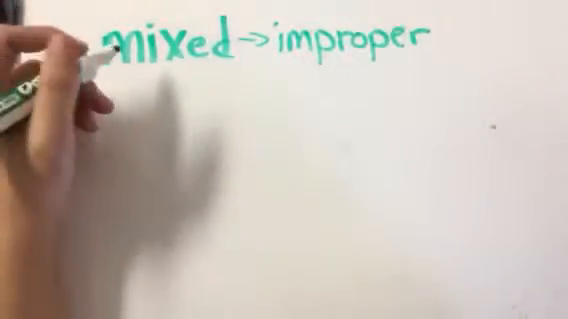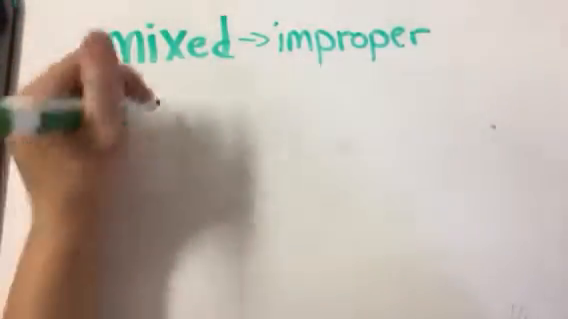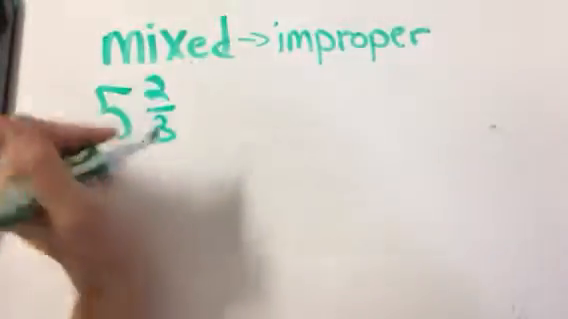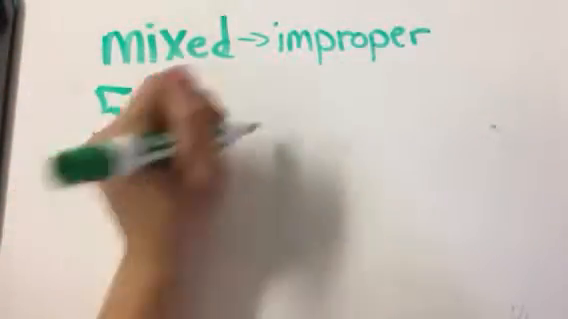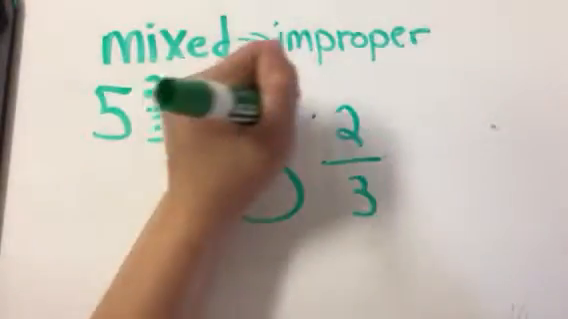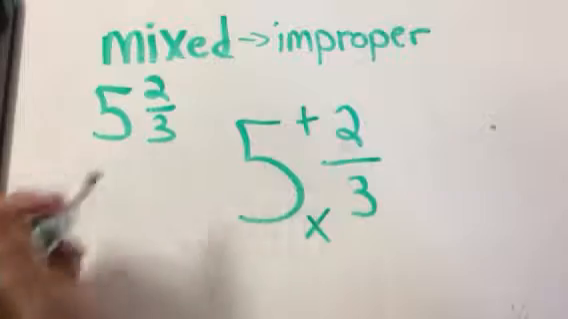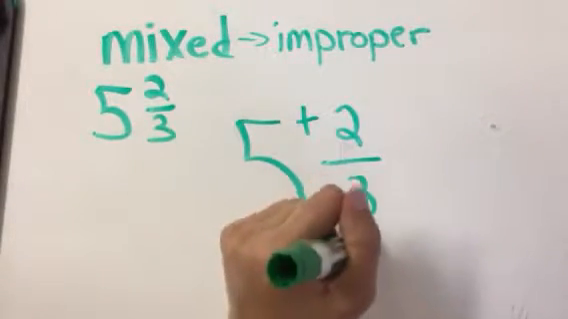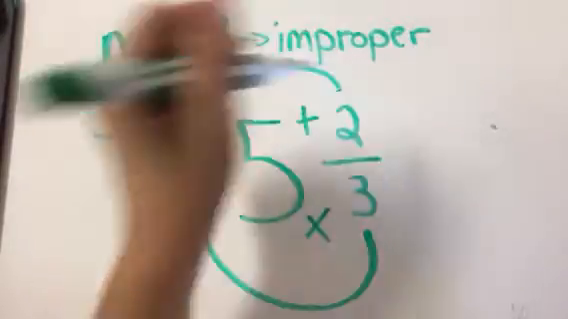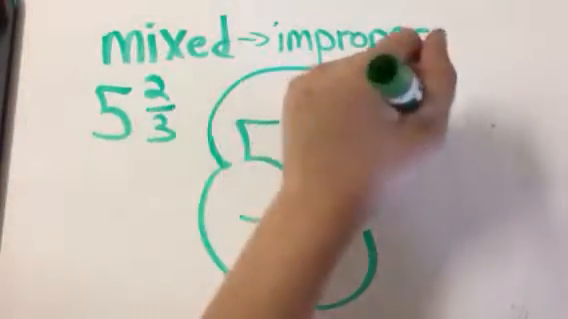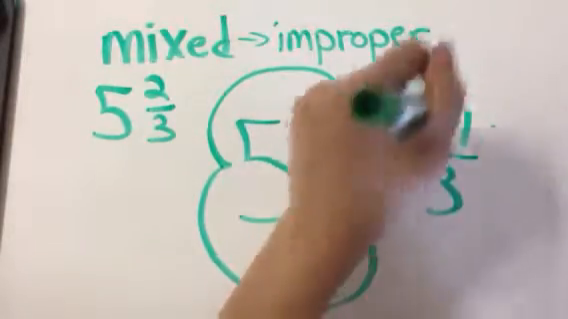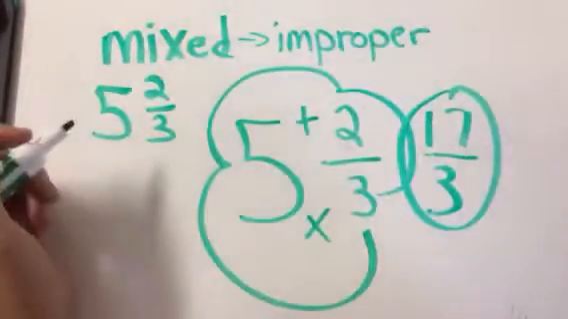Let's try 5 and 2/3. Well, if we do it the Texas popcorn way, we can easily convert it and write the plus sign and the multiplication sign, and then go from there. 3 times 5 is 15. 15 plus 2 is 17. And our denominator is 3. And I have 17/3.